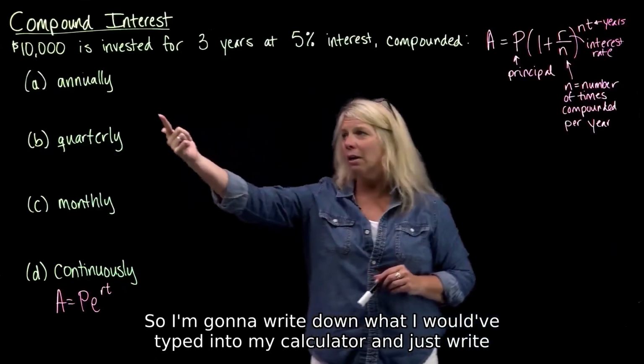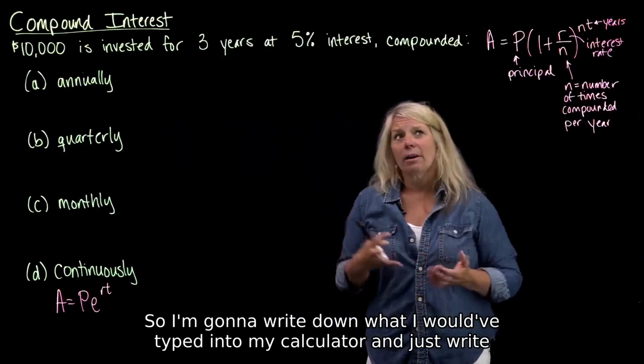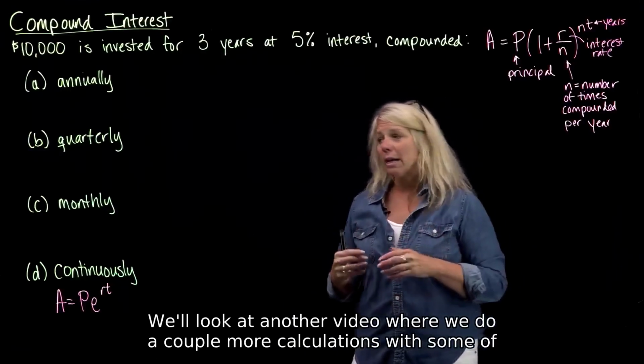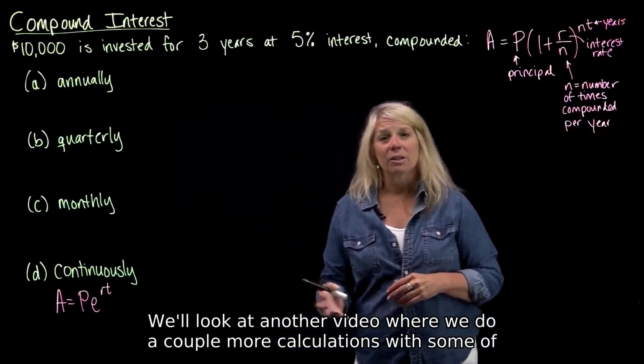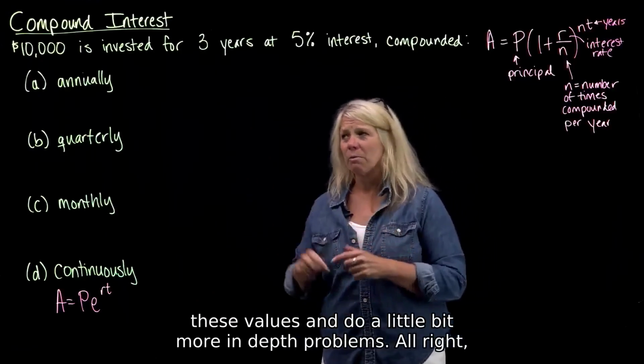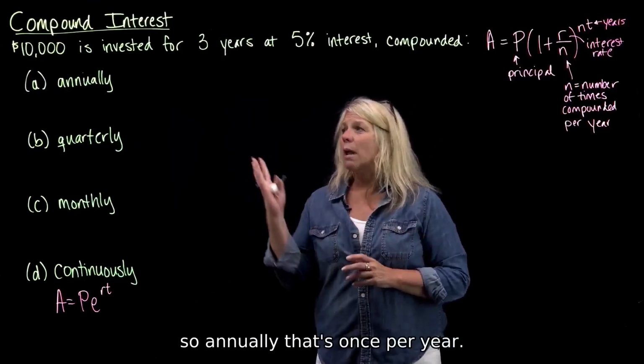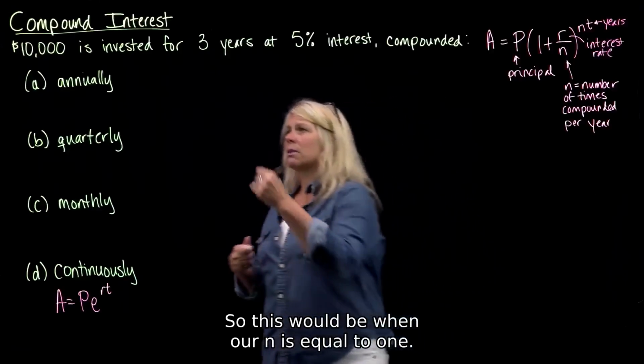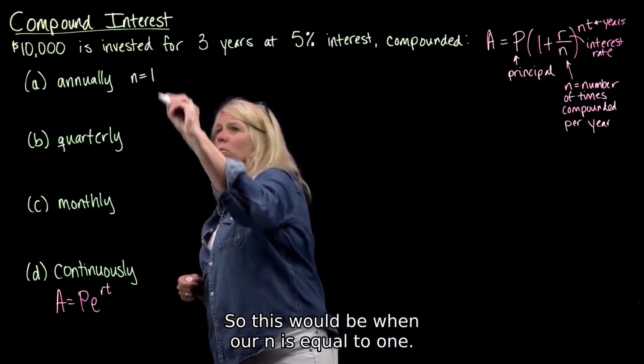So I'm going to write down what I would have typed into my calculator and just write down the answer. We'll look at another video where we do a couple more calculations with some of these values and do a little bit more in-depth problems. All right, so annually, that's once per year. So this would be when our N is equal to 1.